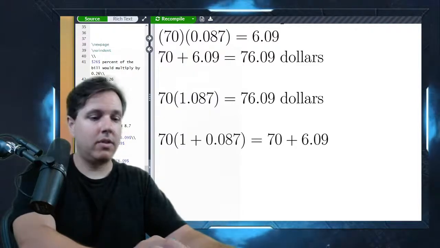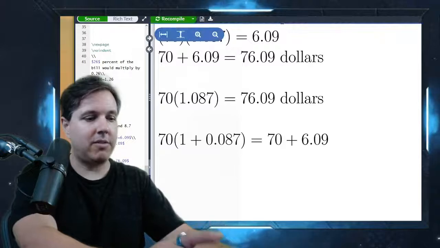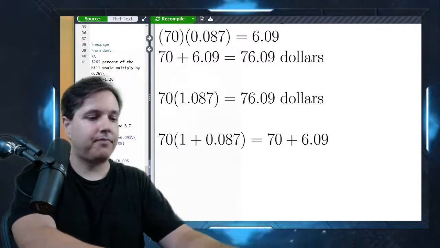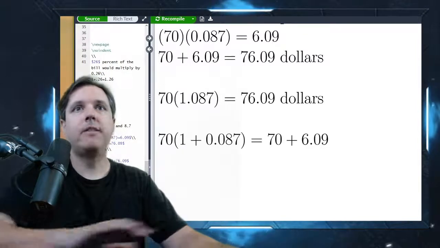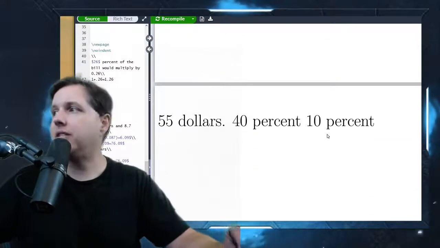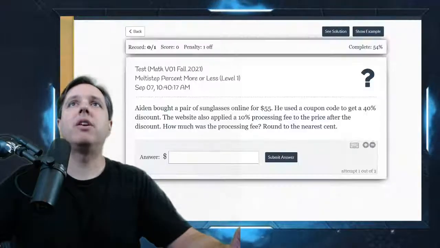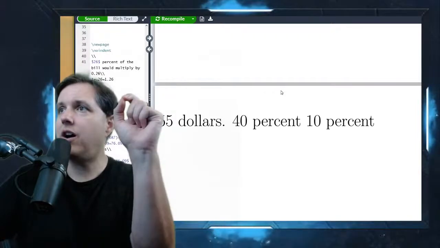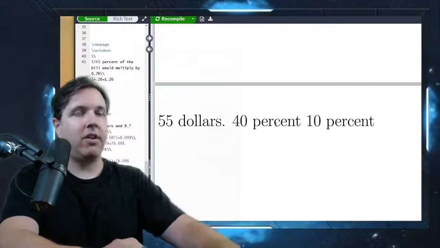$55, 40% discount, followed by a 10% discount. Okay, so I just jotted these things down to remind myself so I don't have to keep flipping back. But let's think about that. Was that right? $55, 40%. Okay, so let's figure out first what was the cost after the discount.